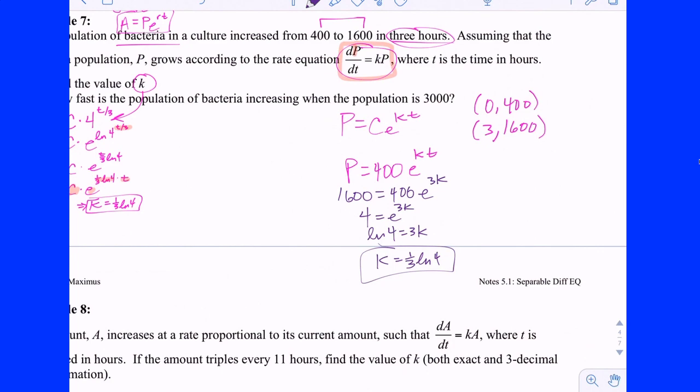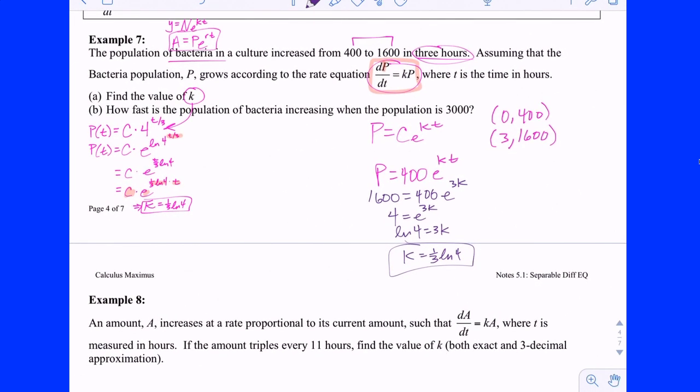So that's kind of what forces you to go through the sect version instead of possibly just setting it up immediately from the description in terms of a more appropriate base. Bless you. How fast is the population of bacteria increasing when the population is 3,000?